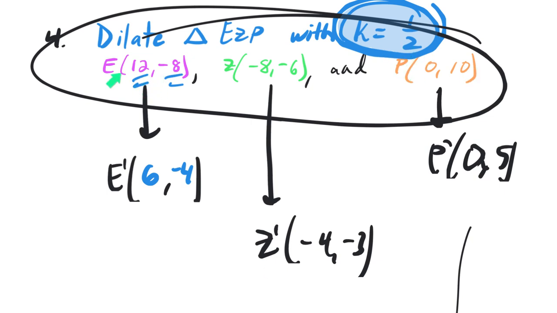So half of these coordinates gives us E prime, 6, -4. And Z prime will be half of these coordinates, so -4, -3. And P prime will be half of these coordinates, which is 0, 5. That's it for dilations when we have coordinates in which we always assume the center is the origin.